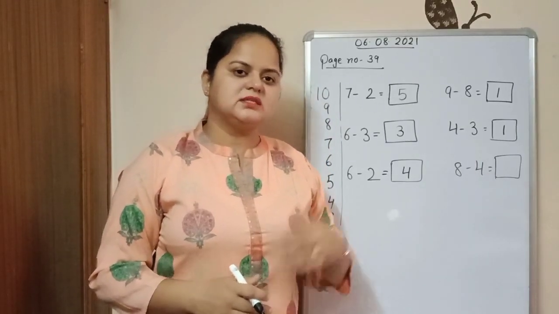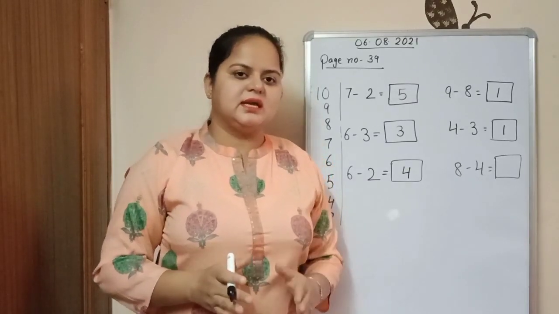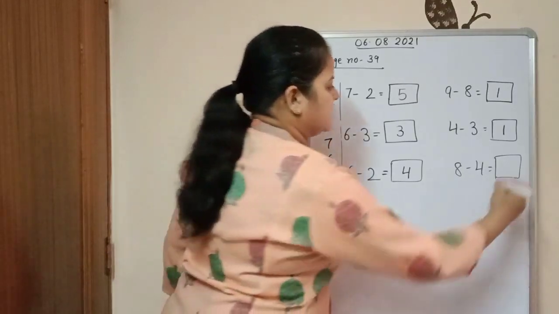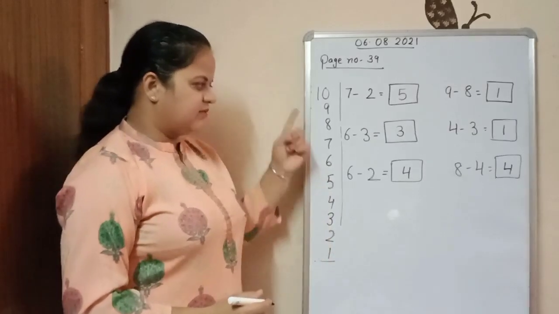8 minus 4. We will go 4 steps back. 7, 6, 5, 4. 8 minus 4. Answer is 4. You can do it with backward counting.